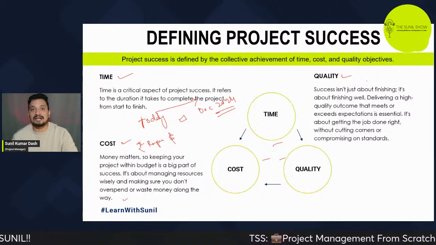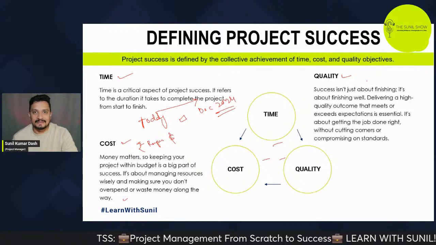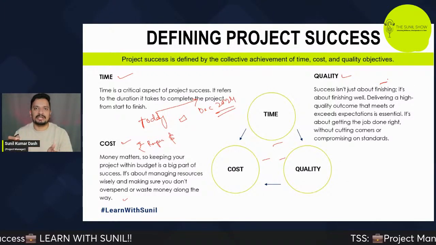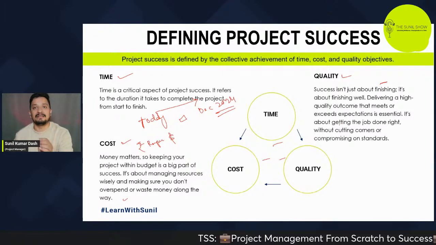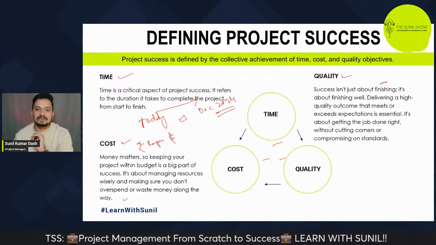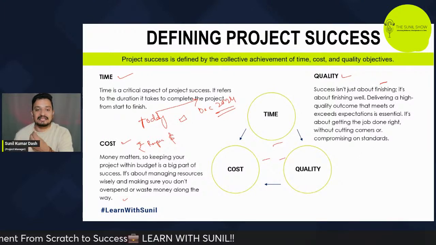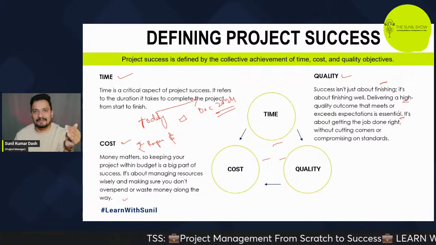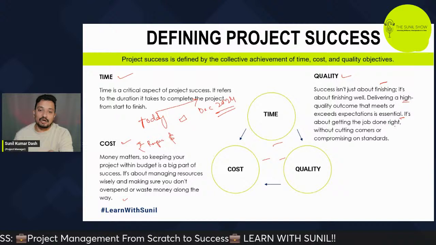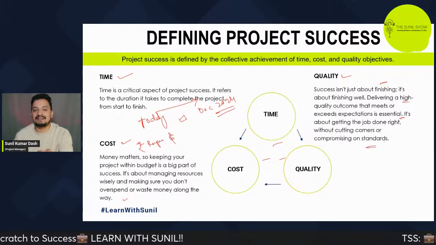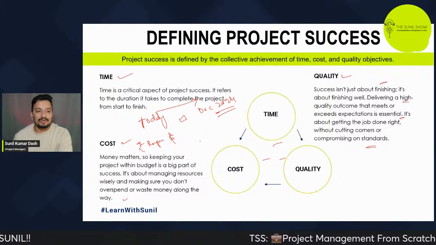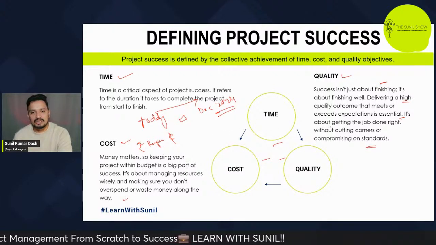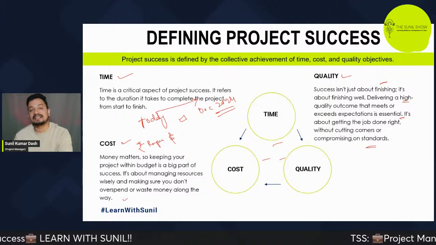Quality matters. To stand out in the market, your product or service has to be masterclass. Success isn't just about finishing it. It's beyond that. It's about finishing well, not only finishing. Delivering a high quality outcome that meets and exceeds expectations is essential. It's about getting the job done right without cutting corners or compromising on standards. If you compromise on standards, you may complete the project within the time and within the budget, but eventually your project has failed. So you have to ensure it meets as well as exceeds the expectation.